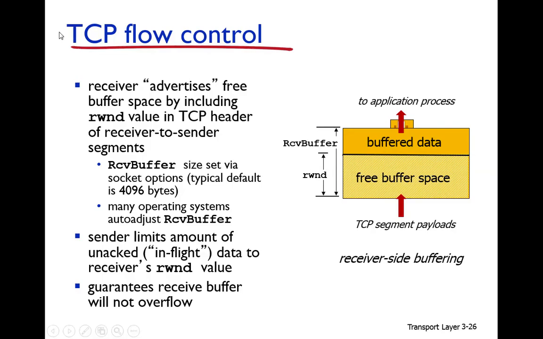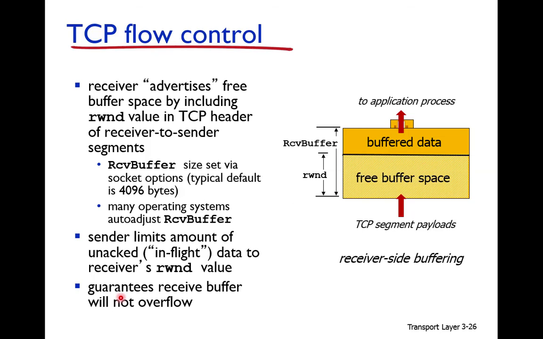In TCP flow control, the receiver advertises free buffer space by including the receive window value in the TCP header of segments it sends to the sender. The receive buffer size is set via a socket option, so you can increase or decrease the receive buffer space. By default its value is 4096, but you can change it using socket options.